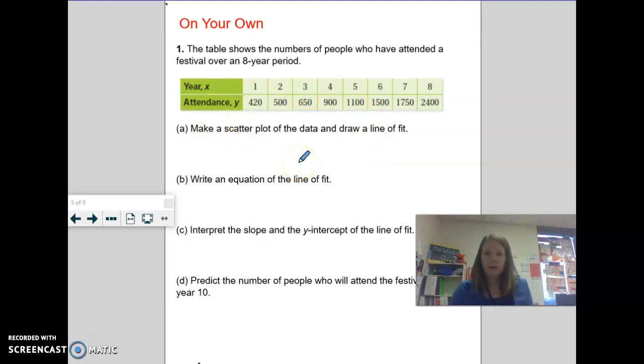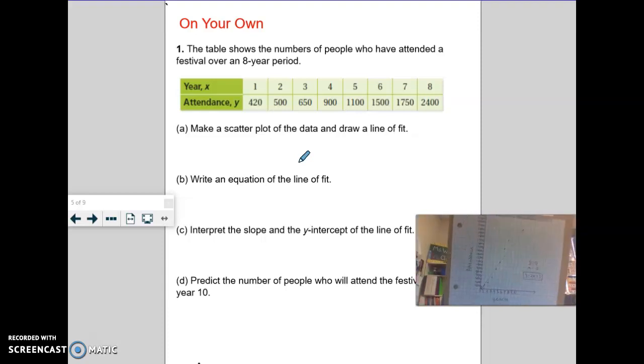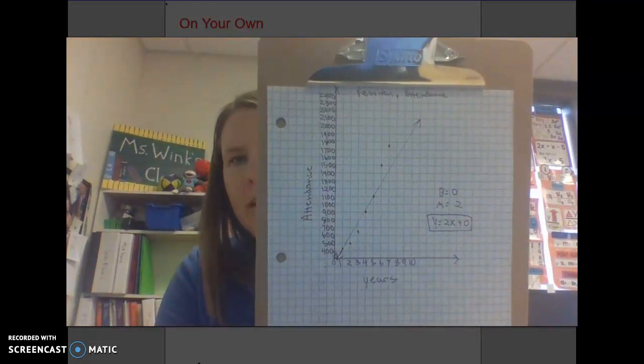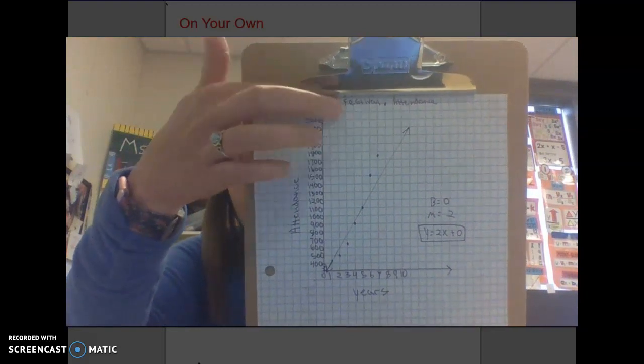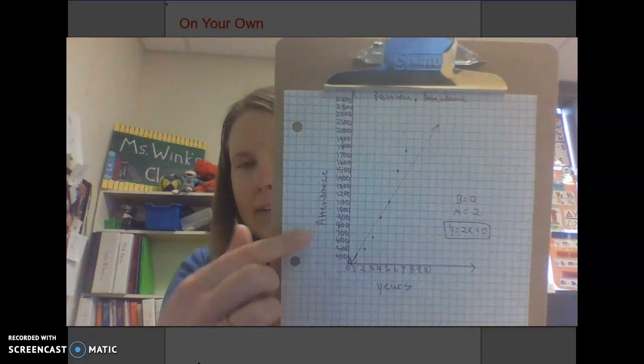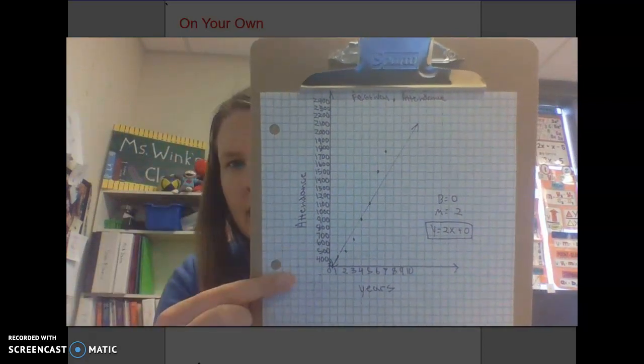So for this on your own, first thing you need to do is create a scatter plot of the data and draw the line of best fit, okay? So here is mine. I'm going to make this a little larger actually. Here is mine. Again, making sure to label things. So I just said festival attendance. Here's the years at the bottom. Your attendance then is on the side, okay?